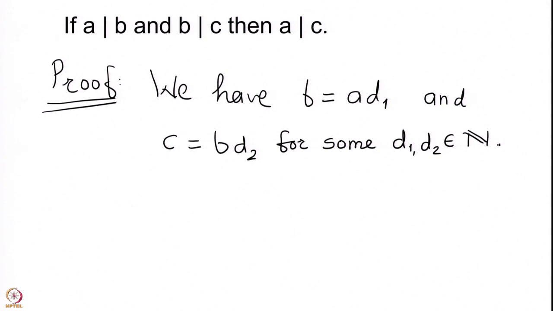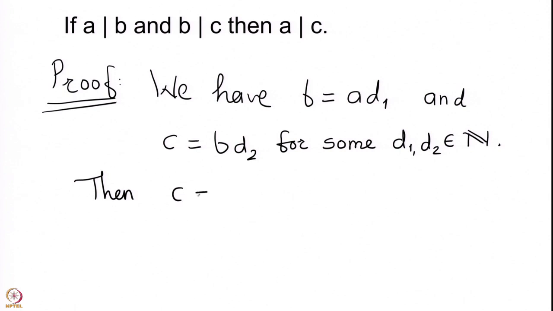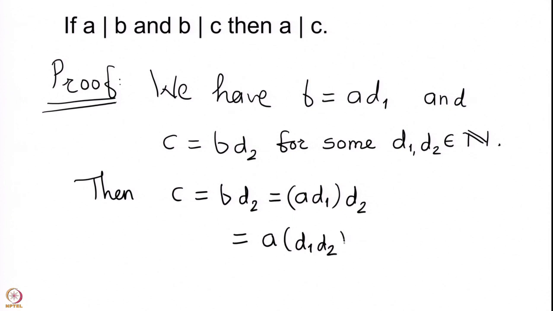If you have a divides b and b divides c, then we should have that b is a into a natural number, c is b into possibly another natural number, we do not care. So, we have b is a d1 and c is b d2. Then in this equation, I will take the value of the b that we have got here. This is a d1 into d2, which is same as a into d1 d2.